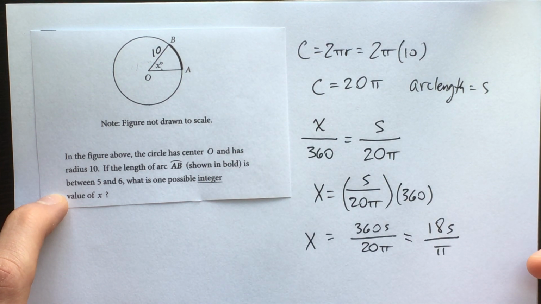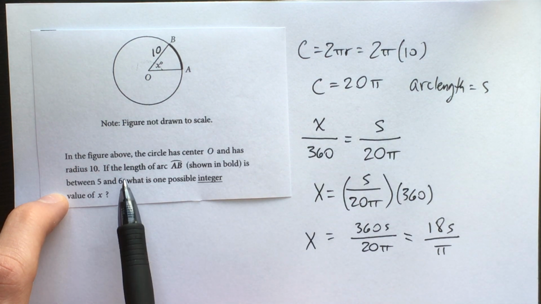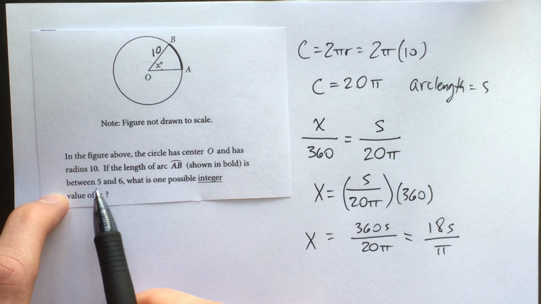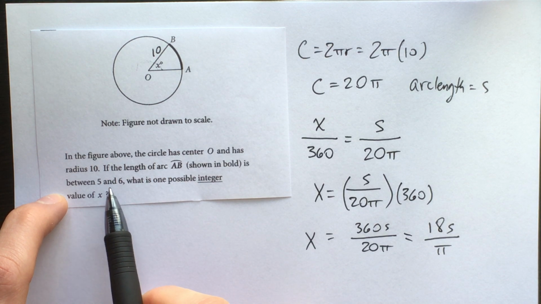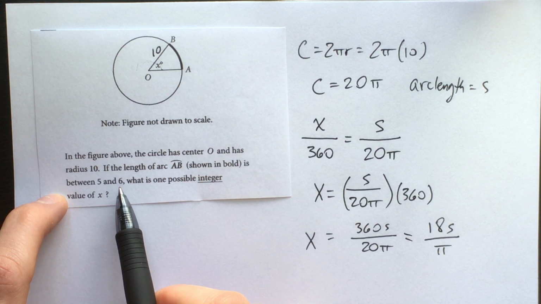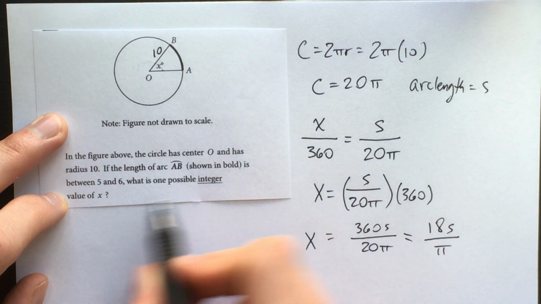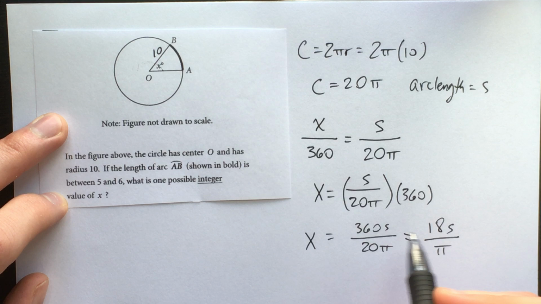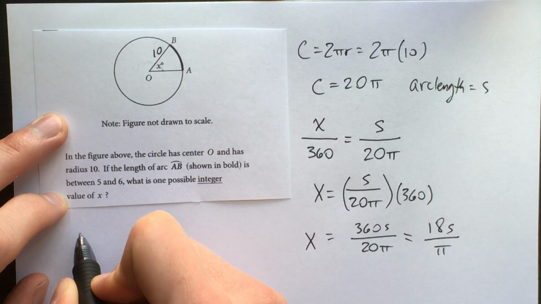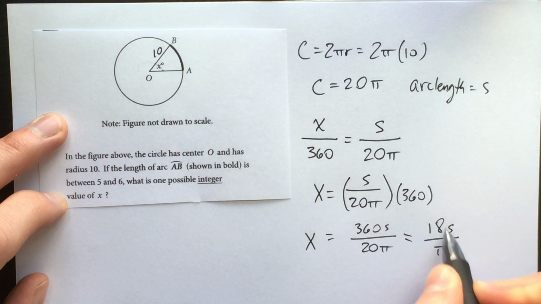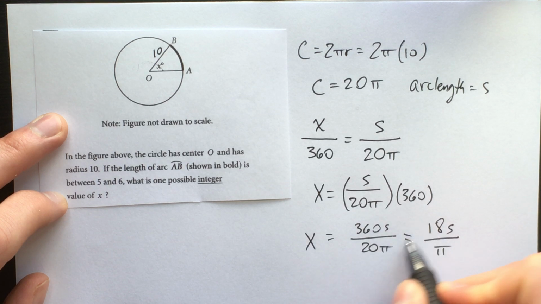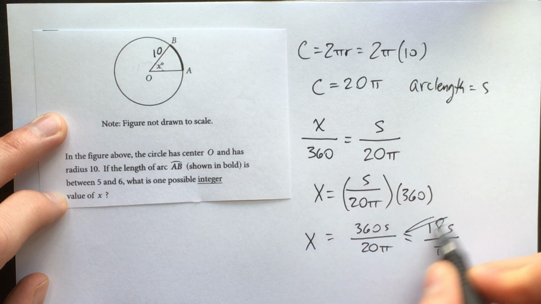And the key thing here is that we are told that arc length AB is between 5 and 6. So what does that mean? Well, what is one possible value of x? The lowest s can be, or let me just keep it at this expression. So let me scratch this out.